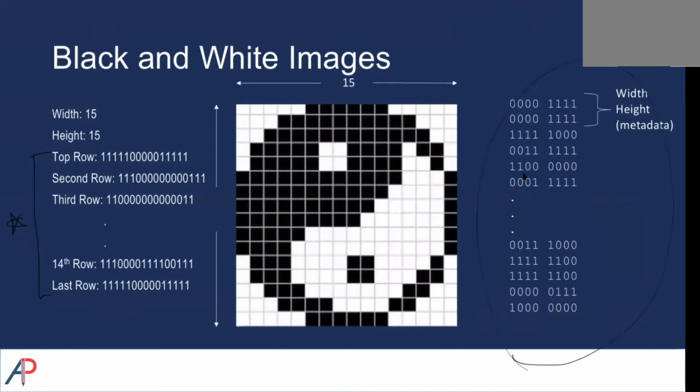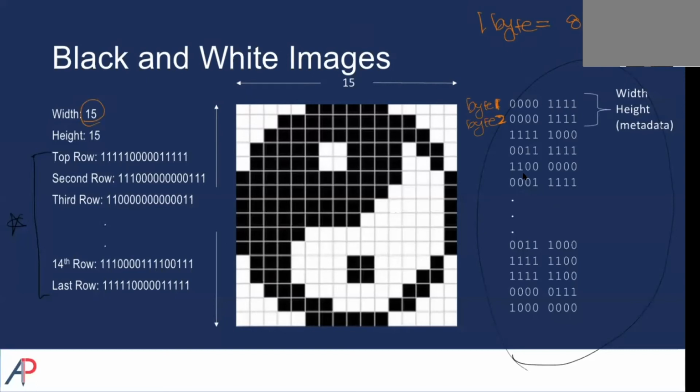So the first two bytes, remember, 1 byte is equal to 8 bits. The first 2 bytes, byte number 1 and byte number 2, are going to be our metadata. It tells us what the width and the height are for our image. So our width is 15.